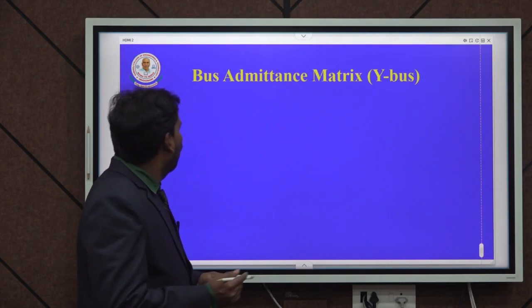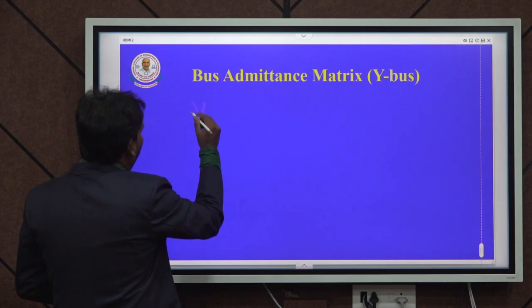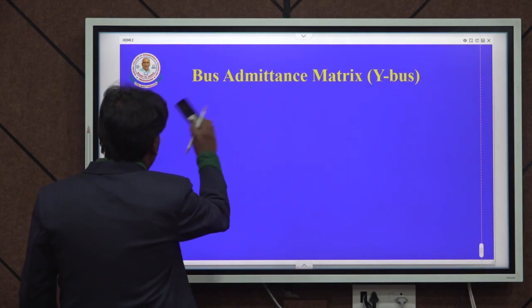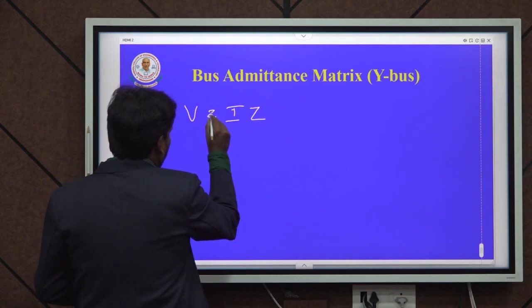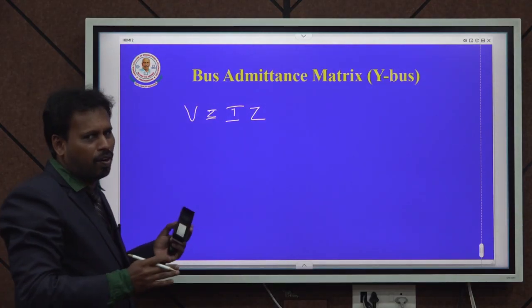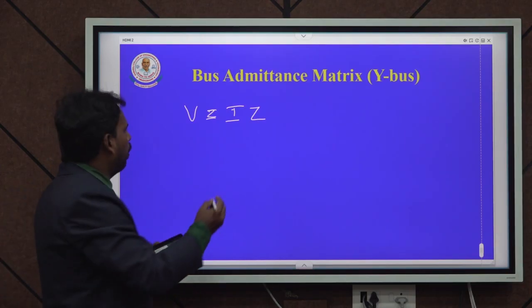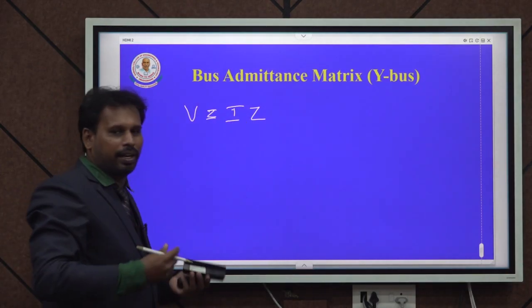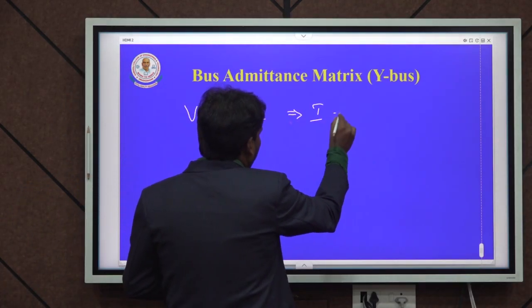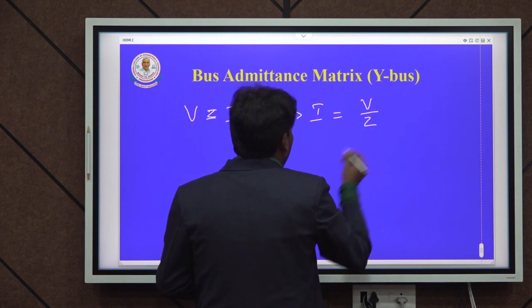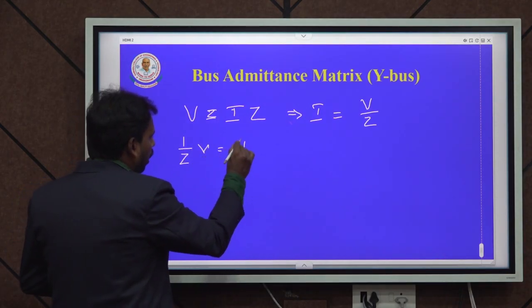For example, we know the equation for a three-phase system. V equal to I into Z. This is the formal equation for an AC system, but the current depends on what load we are connecting. So, the equation is defined as I equal to V by Z. That means I am going to rewrite this equation as 1 by Z into V equal to I.